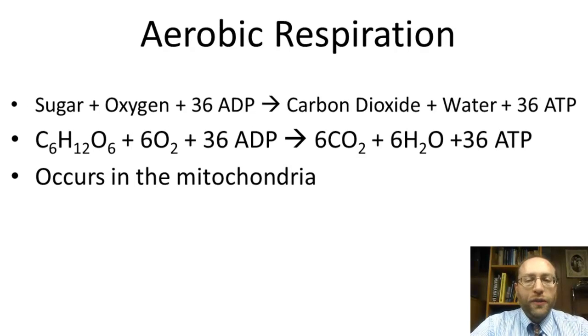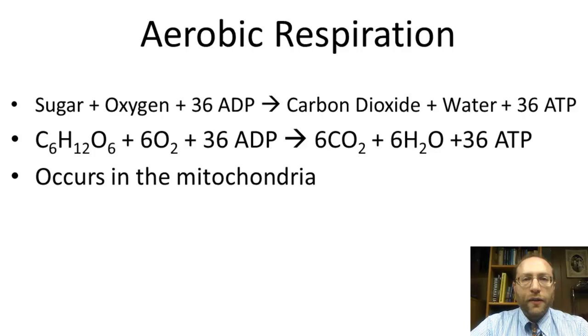Now here's aerobic respiration, and here, just like in photosynthesis, you have to know the word equation and the symbolic equation. Here's the word equation: sugar plus oxygen plus 36 ADP will become carbon dioxide and water and 36 ATP. And in the symbolic equation, sometimes you'll see glucose instead of sugar: C6H12O6 plus 6O2 plus 36 ADP yields 6CO2 plus 6H2O plus 36 ATP.